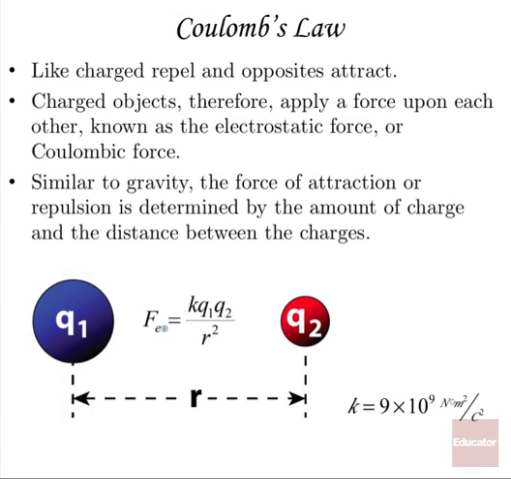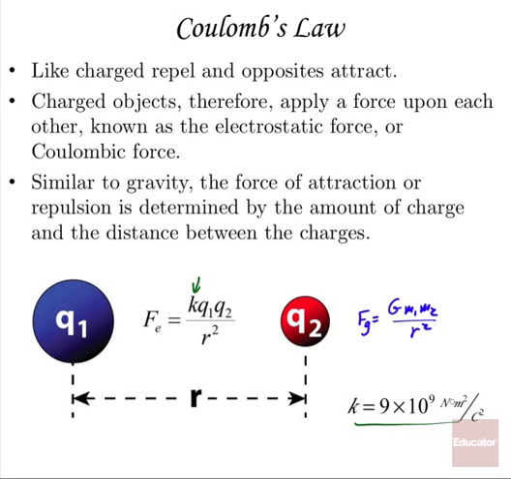So the electric force is equal to some constant, k, that's called the electrostatic constant. It has the value 9 times 10^9 newton meters squared per coulomb squared, times the charge on the first object, times the charge on the second object, divided by the square of the distance between them. It's another inverse square law. And notice how similar that is to the force equation we had for gravity. Universal gravitation, the gravitational force was G m1 m2 over r squared.